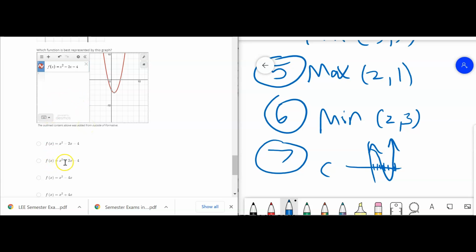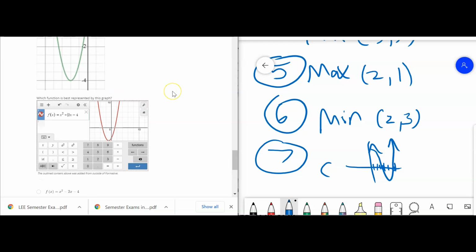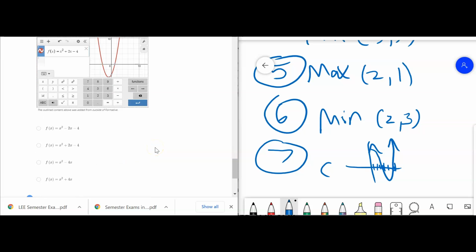So on the second one, x squared plus 2x minus 4. All I did is change it. Now this is the second one, x squared plus 2x minus 4. All right, so let's compare these. They kind of look the same, but this is supposed to go through 0, 0. That doesn't go through 0, 0. It's not the second answer choice, okay?